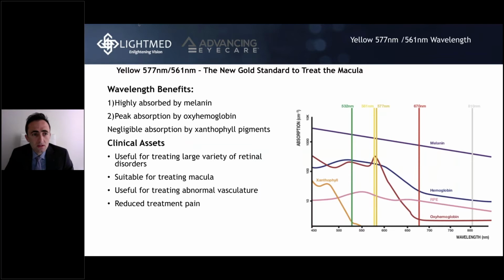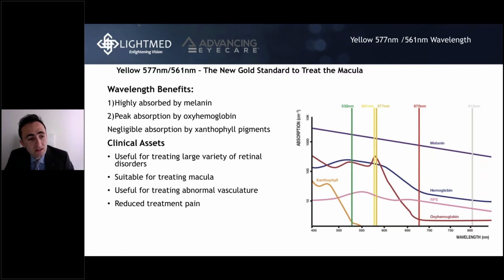The other issue that I want to discuss about the LIGHTMED TruScan is the multiple wavelengths that you can have for your patients, including the yellow 577 nanometer laser and the 561 nanometer laser. This is one of my favorite graphs because it shows you the wavelengths of the 532, the green traditional laser, and it shows you also the 561 and the 577 nanometer laser, which is the yellow laser. You can see how the yellow laser is comparably absorbed by the melanin, which is naturally present in the RPE and the choroid, but it's less absorbed by the melanin when you compare it to the green laser on the graph.